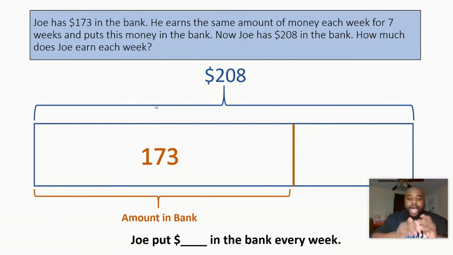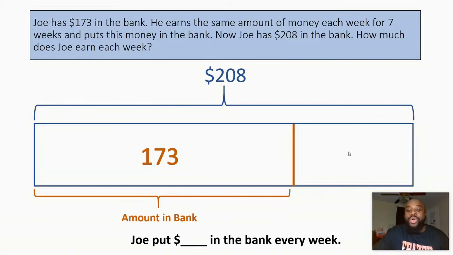All right. So now my next question is, what is the total amount of money Joe earned over 7 weeks? So you see this little box right here? We need to do what to this box? Because we're talking about 7 weeks. All right. So we need to divide this box into how many boxes? Excellent job. 7 boxes to represent what? 7 weeks. Okay. So let's go ahead and do that now.